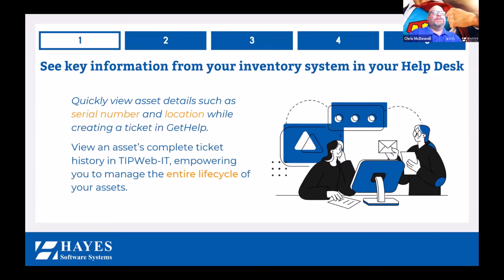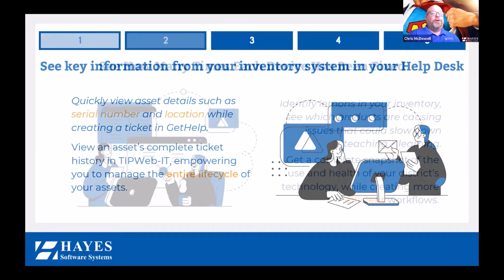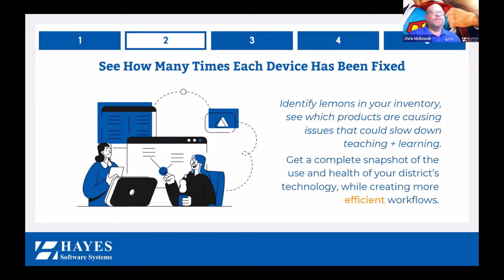Now, I know this may come as earth-shattering news, but serial breakers of devices are a very common thing when dealing with K through 12 students. So being able to see these breakages and charge for them when you're able to do that are things that really set TipWeb IT and GitHelp apart.